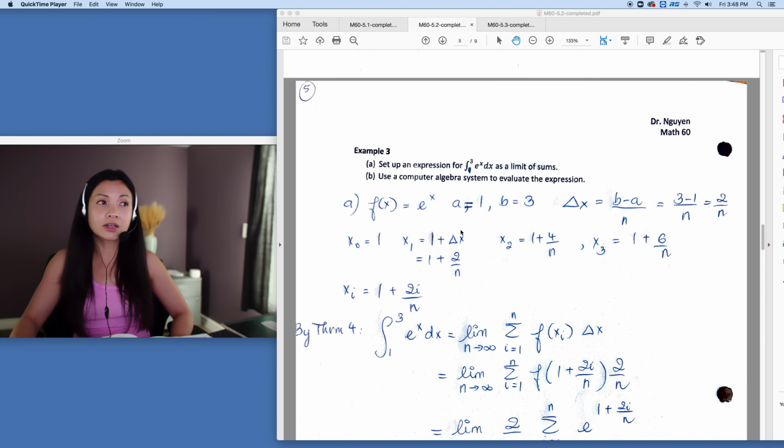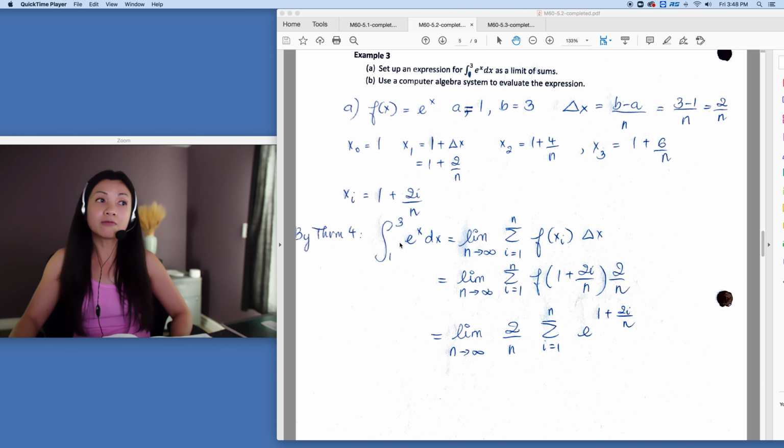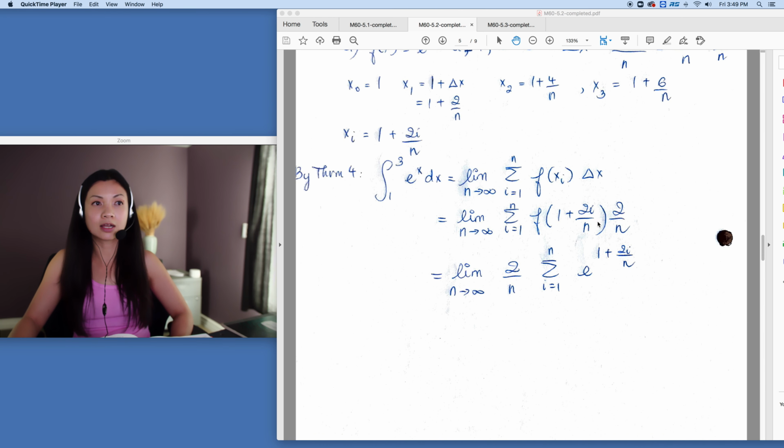And then I keep on calculating x0, x1, x2, x3, so I can get to xi. So by theorem 4, we pretty much just use the integral, take the limit of the Riemann sum, and then we ended up right here. This is delta x. This is the function, right? And then I just plug it in, right? Plug it in, f of that, the function is e to the x power. So I got to this part.